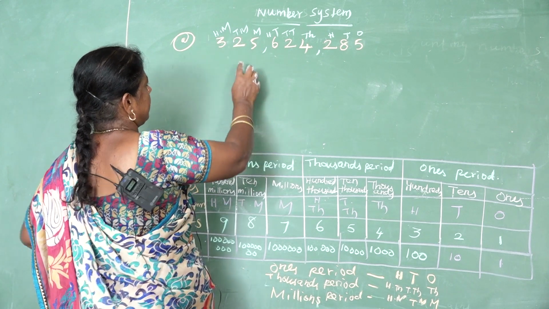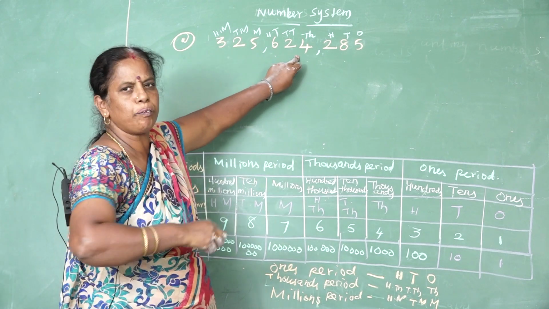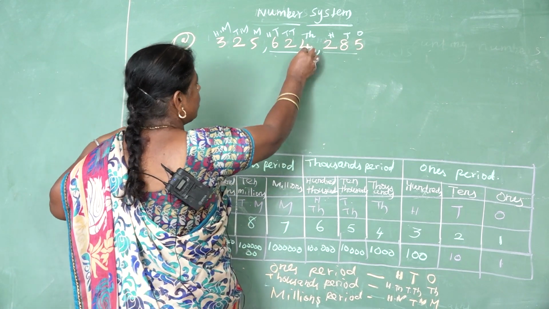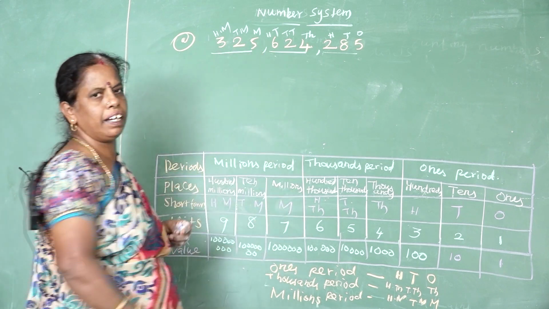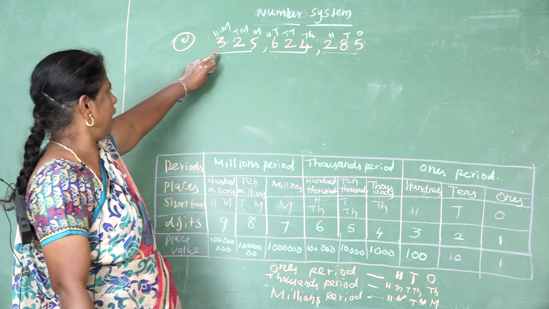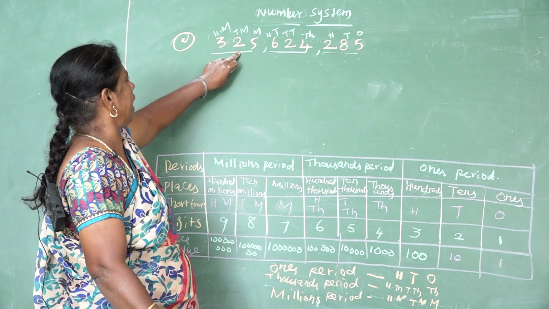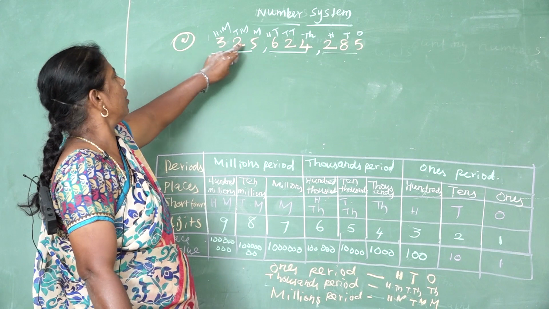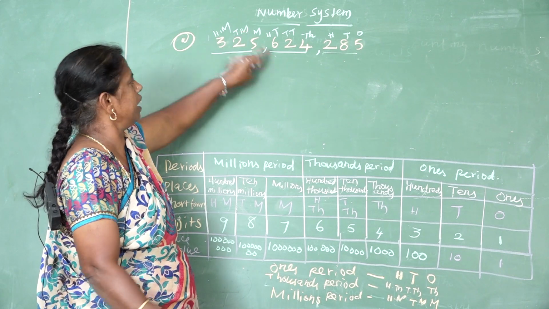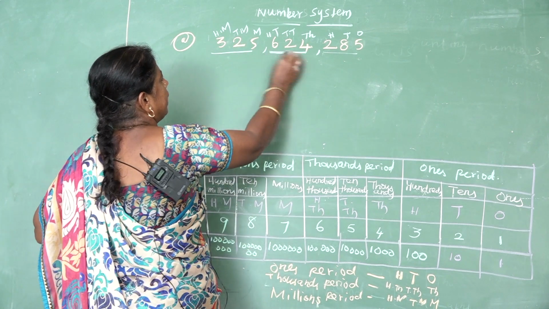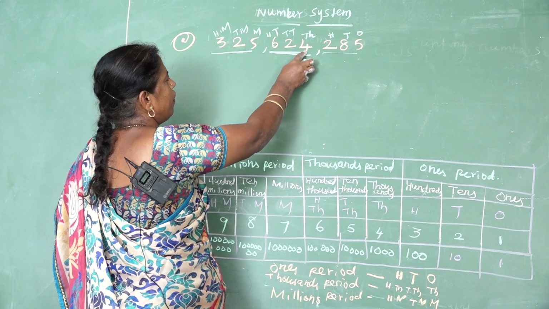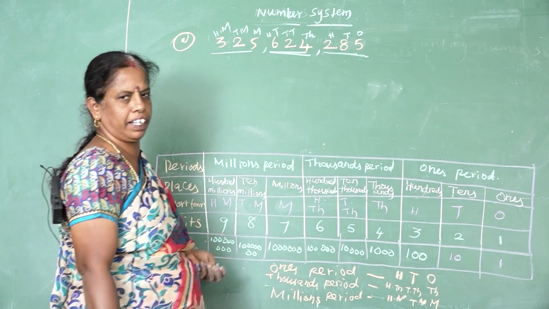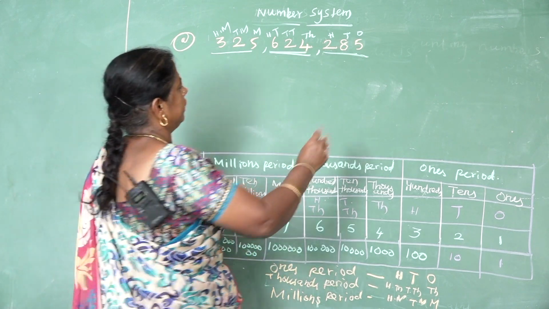So first, make this number into 3 groups. One is the ones period, another is the thousand period, another is the million period. Now, in the millions period, how much is this? 325 millions. And in the thousand period, how much is this? 624,000. Next, how much is this? 285. Shall we write the answer?